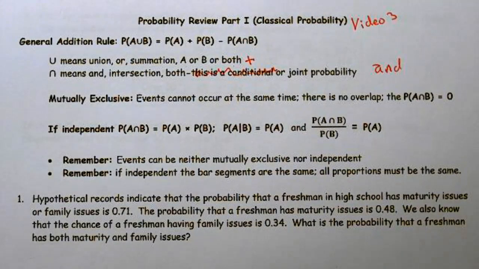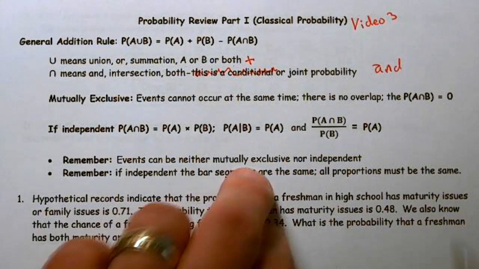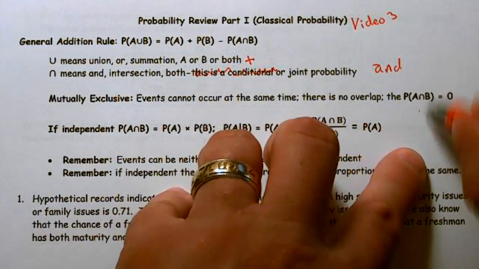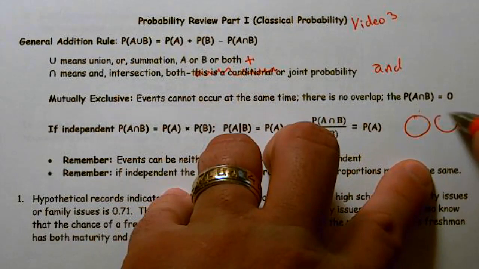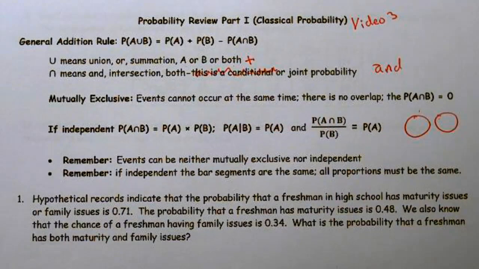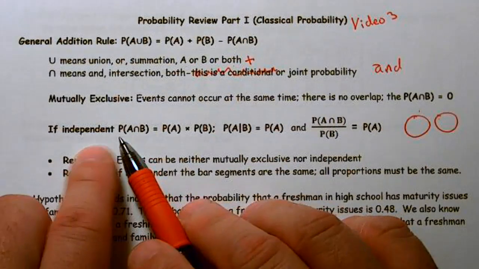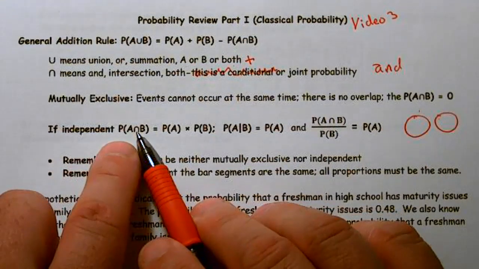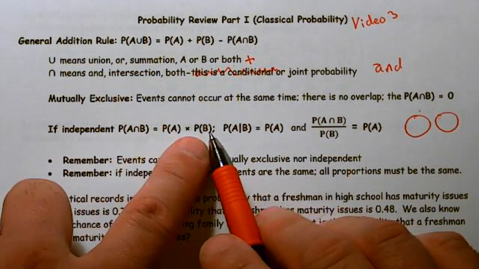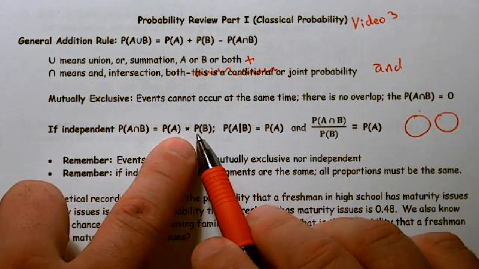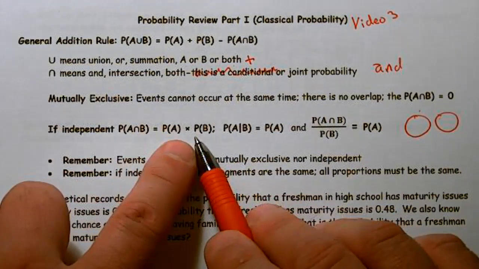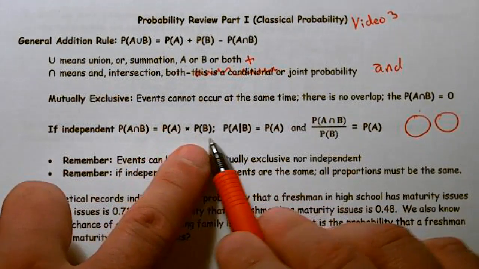Mutually exclusive means the events cannot occur at the same time. The intersection is 0. So if I was drawing a Venn diagram for mutually exclusive events, there's no overlap, all right? Now, independence. If independent, then the intersection will be A times B. So if A times B equals the intersection, then we're good.